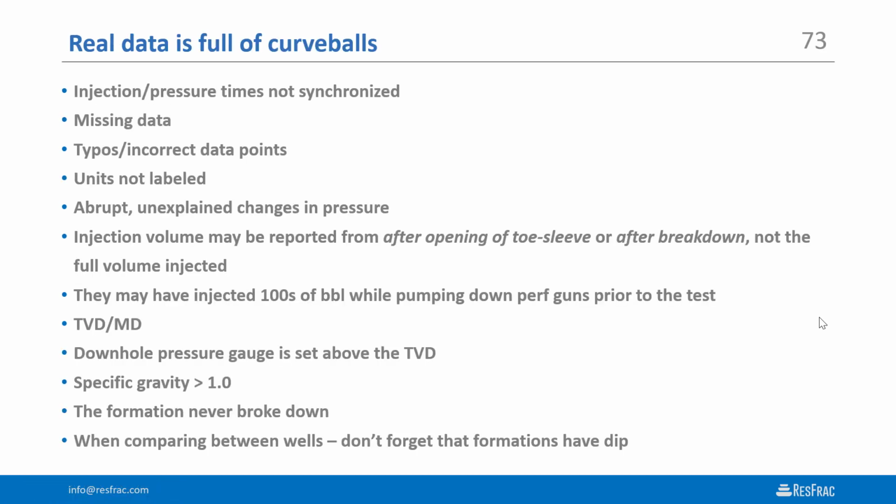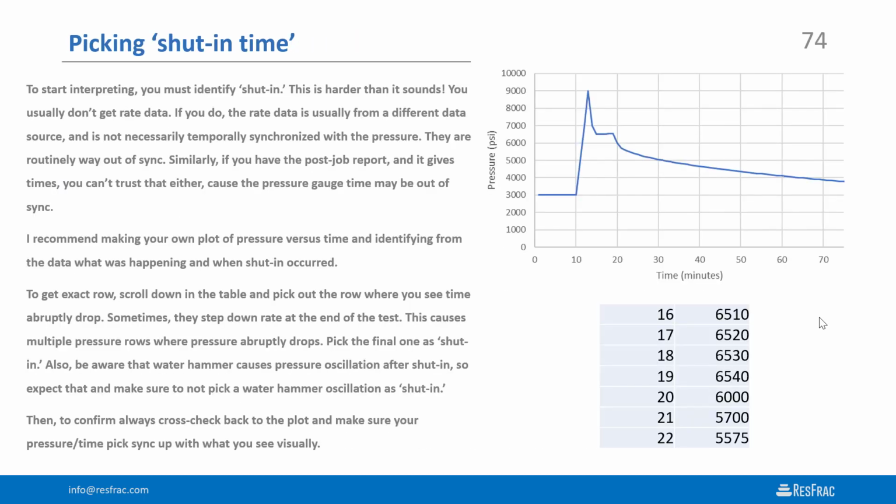All right, one last little section of this talk. I'm going to talk about some of the curveballs that I see in real data. So within our company, we do a decent amount of DFIT interpretation for clients and see all sorts of problems and things that trick us or trick the client or trick somebody. And we have to constantly be vigilant to make sure that we are on top of this stuff. So here's a few of them.